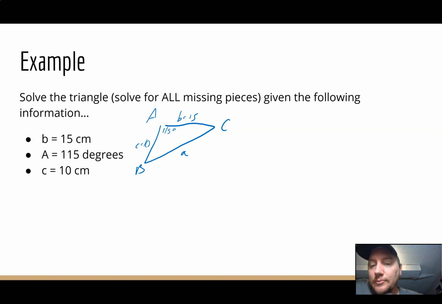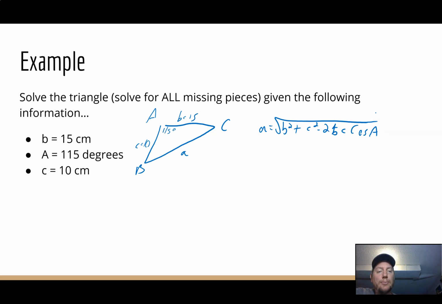So I am going to solve for little a first. That's always the easiest thing. You turn it into a side, then do what we did in the last problem. So a is the square root of b squared plus c squared minus 2bc cosine big A. And that's all one step in the calculator.